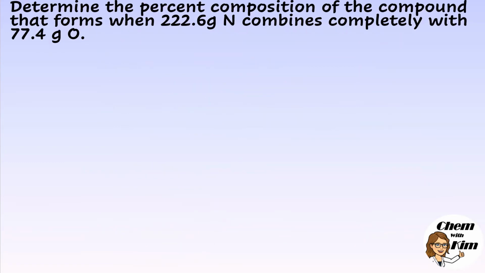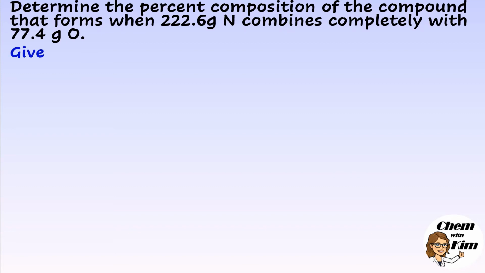Sometimes you might be asked to find the percent composition from lab data. As in this case, it says determine the percent composition of the compound that forms when 222.6 grams of nitrogen combine completely with 77.4 grams of oxygen. All right, so we want to start by writing down a givens list.